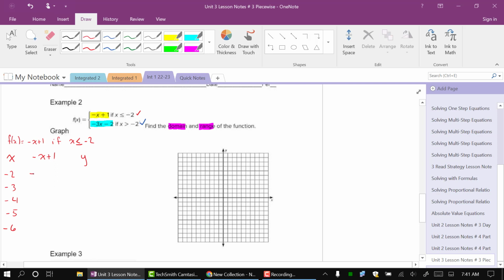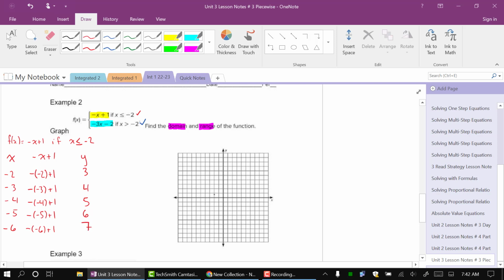So let's put it in. The opposite of negative 2 plus 1. Well, the opposite of negative 2 is 2. 2 plus 1 is 3. Now we have the opposite of negative 3 plus 1. That's going to give you 3 plus 1, which is 4. The opposite of negative 4 plus 1 gives you 4 plus 1, which is 5. The opposite of negative 5 plus 1 gives you 5 plus 1, which is 6. And then the opposite of negative 6 plus 1. So the opposite of negative 6 is 6. 6 plus 1 is 7.